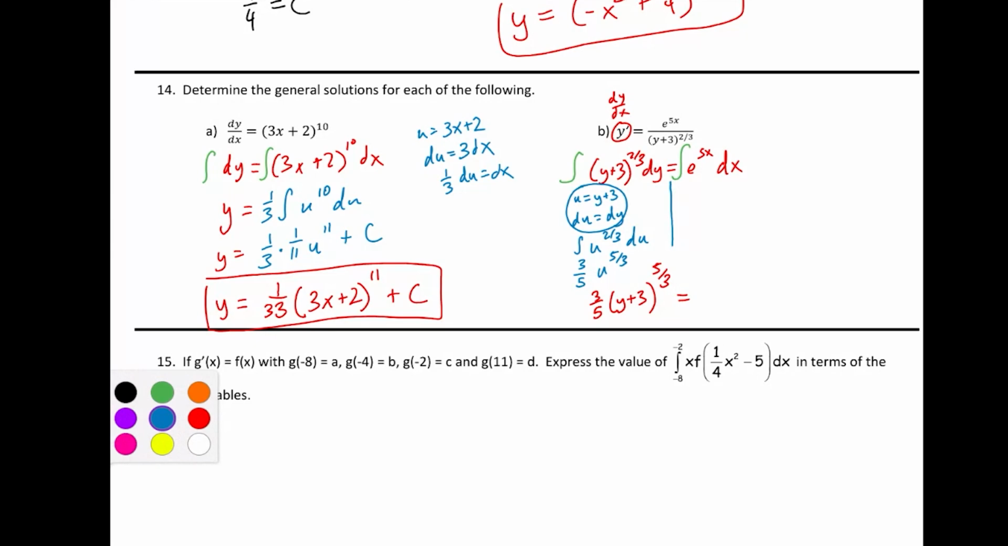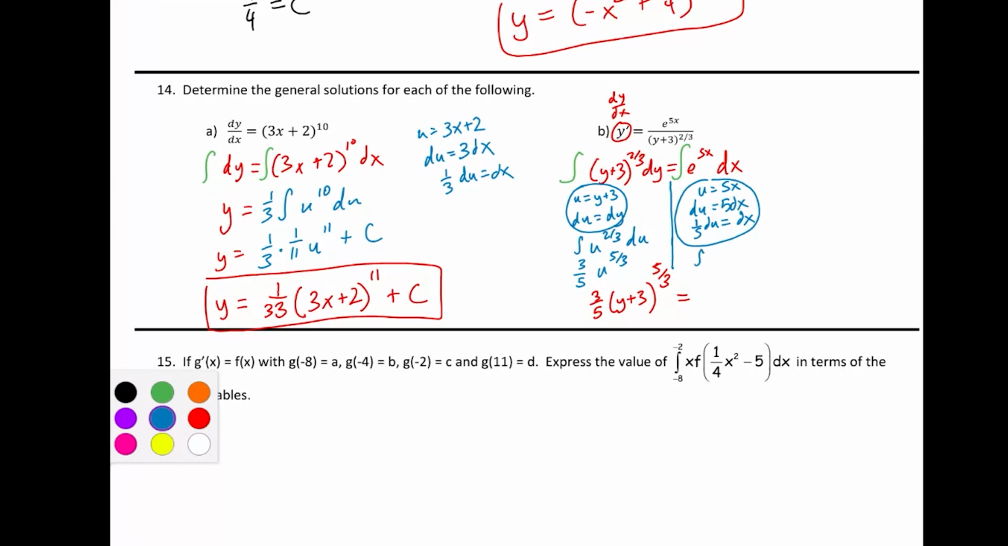Well, not the same exact thing, but the same sort of process here, where we've got a u that is going to be 5x, and du then would be 5dx. Now, in this case, I do need to modify the du because I only have dx, I don't have 5dx. So 1/5 du is dx. This u and 1/5 du is what I'm going to use for the substitution here.